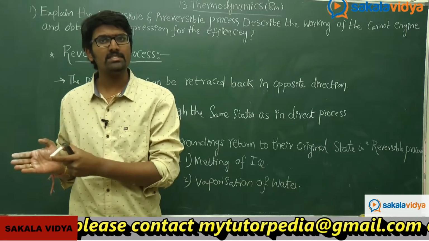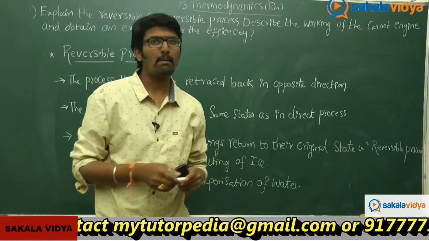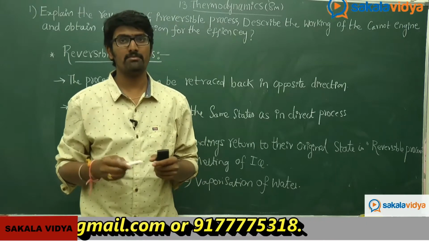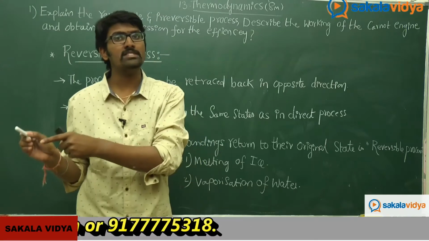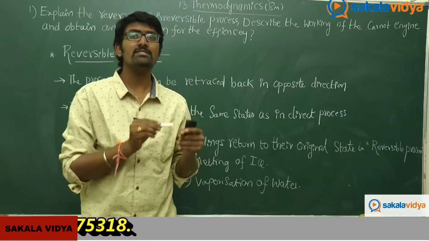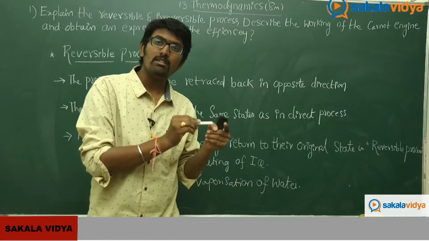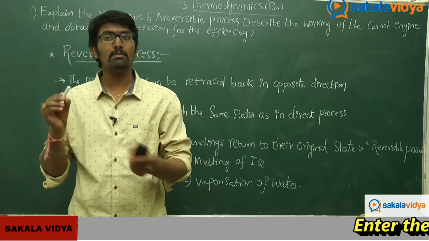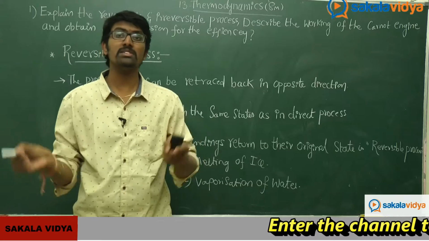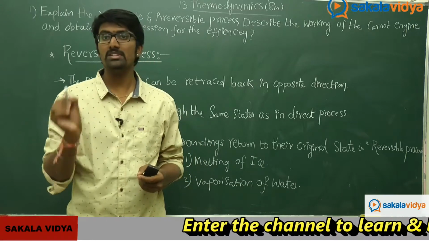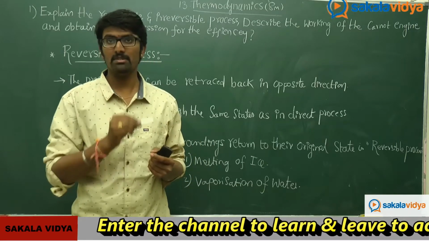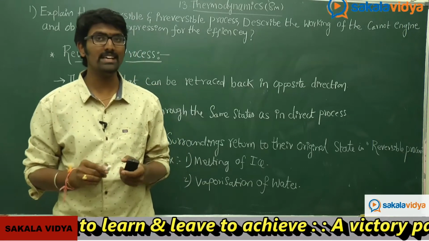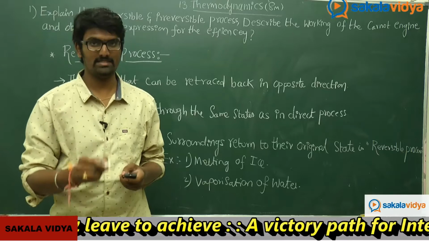Again, transfer this ice into your fridge. What happens? It starts freezing, which means again it attains its original shape from liquid state to solid state, from water form to ice form. This means this process can be retraced back to its original shape. This is the best example for your reversible process. The best example for your reversible process is melting of ice.